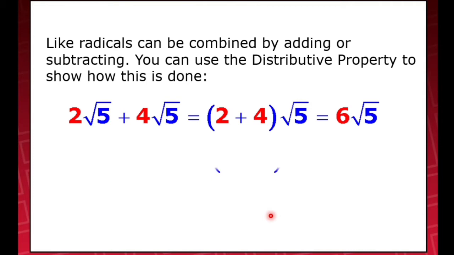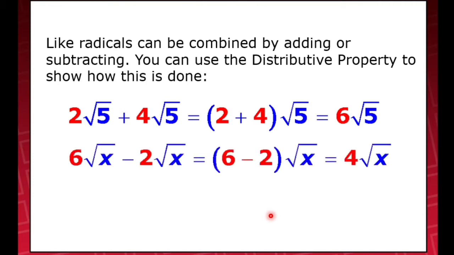Okay po? Okay, another example we have here is 6 square root of x minus 2 square root of x. Again, we just need to combine 6 minus 2. Isa-subtract lang natin since the operation is subtraction. We have 6 minus 2, that would be equal to 4. And then copy the common radical, which is square root of x. So, the final answer here is 4 square root of x.